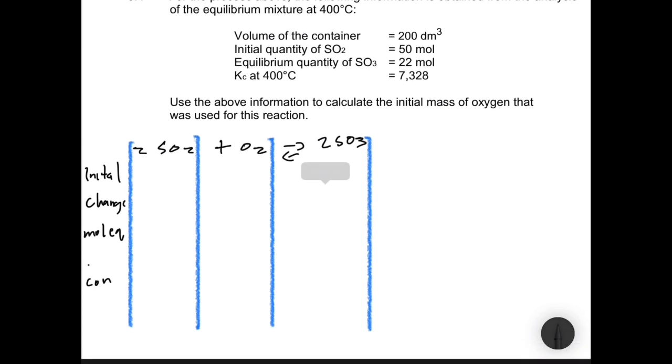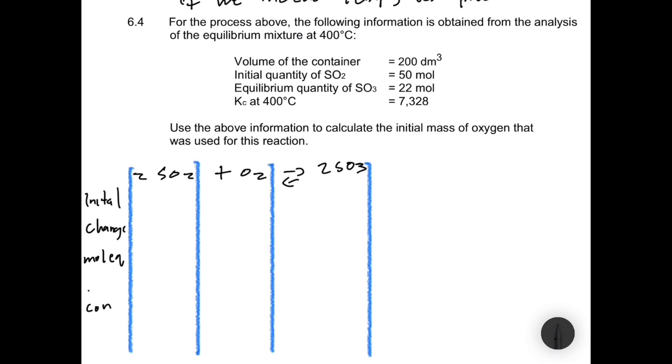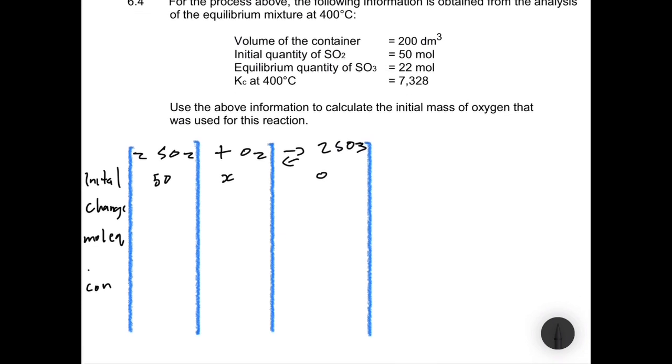And then here we have the concentration. So initially we had 50 moles of SO2, so there goes our 50. And then for O2 we're not given, right? That's what we need to find so that we can consequently find the mass. And then for SO3 we're starting with 0, right? And then at equilibrium we have 22. So the change here was plus 22. So now we need the change for O2, right?